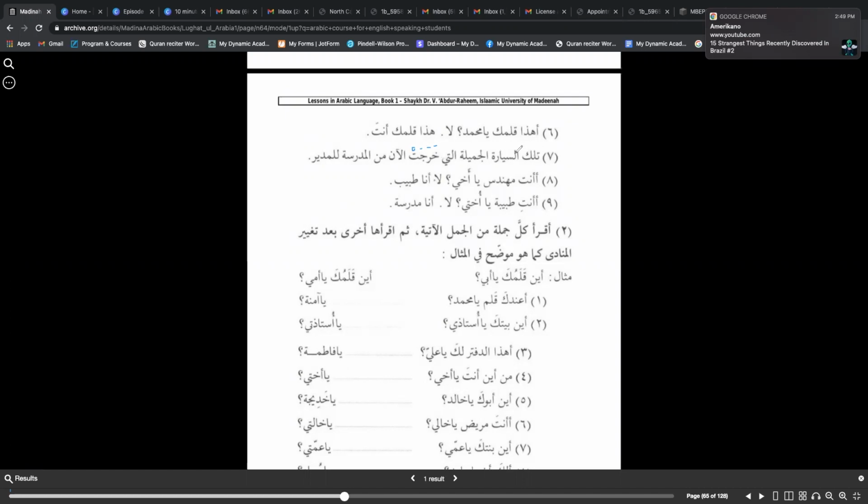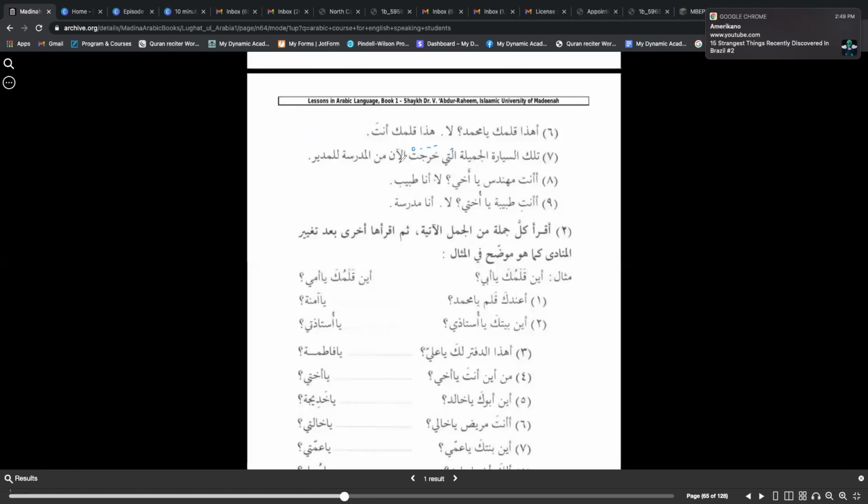So we're conjugating it for the past tense. Tilka sayaratun jamilatun allati. Remember, there's a shadda on the lam, and this aleph, this hamza you see, becomes hamzatul wasl. So you say tilka sayaratun allati kharajat.